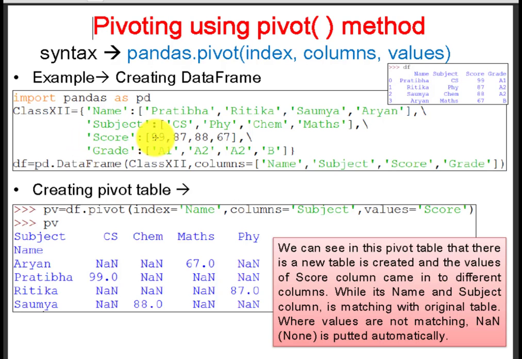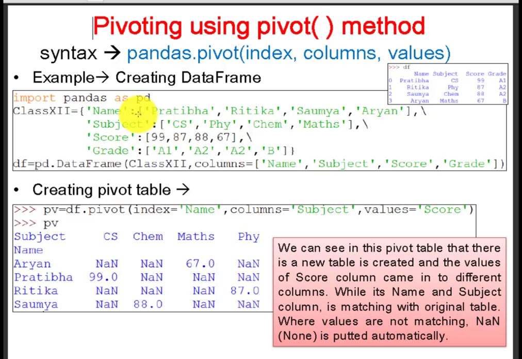and the third column is score, and its list is 99, 87, 88, 67. These lists I assign into that column, and the fourth column is grade, and that grade I have assigned. Clear? So this list has been assigned into the grade column. So this creates our dictionary, and that dictionary we can convert into the data frame.